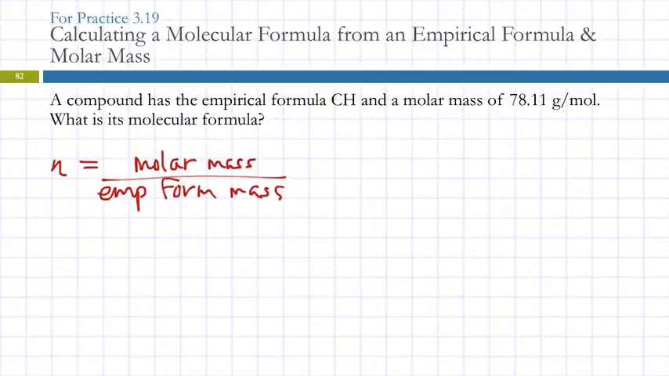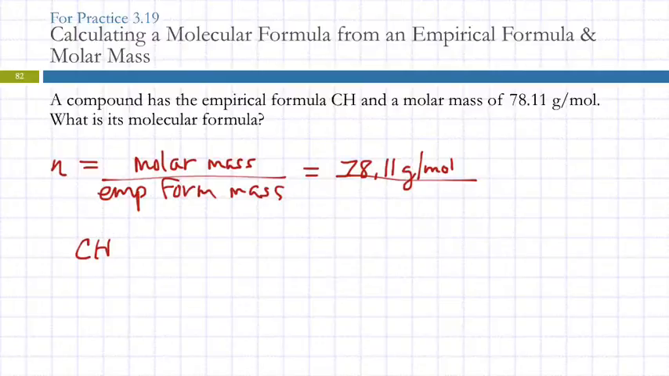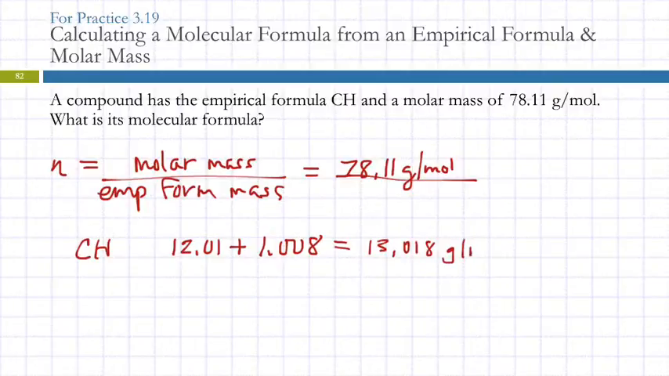Okay, so the molar mass was given to us, 78.11 grams per mole. We have the empirical formula. It's CH, and so we calculate the molar mass of that formula. 12.01 for the carbon, 1.008 for the hydrogen, and that adds up to 13.018 grams per mole.